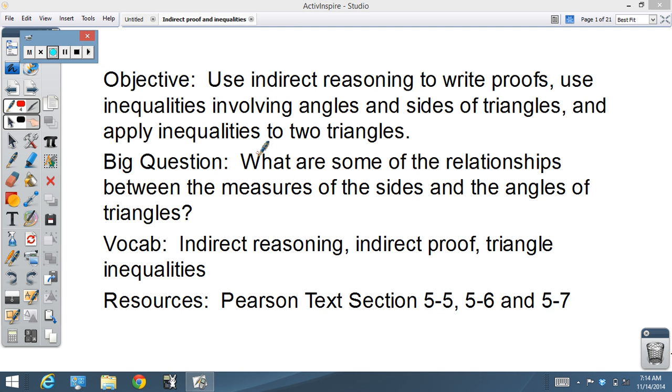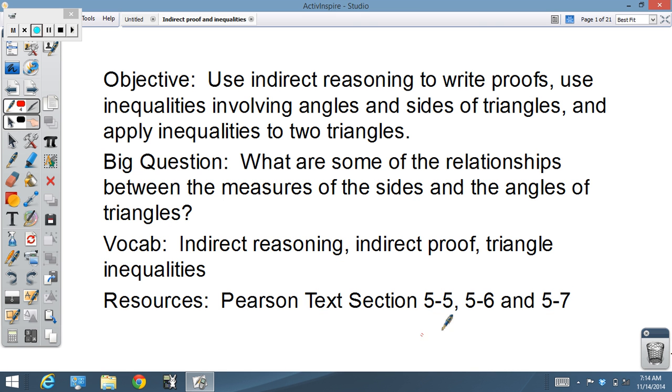Hello, Yuma. This time we are going into indirect proof and some triangle inequalities. We're actually covering three sections that I think warrant being covered in one day.